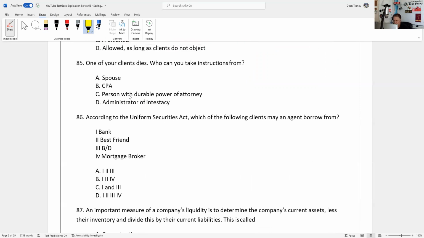One of your clients dies, who can you take instructions from? Well, it's going to be the administrator, whoever the court says is the person who can make decisions. The spouse, the general account, I'm not quite sure. The durable power of attorney goes bye-bye. So I could get rid of this pretty easily. If I missed this, I would probably overthink it and say it's a joint account, but there's nothing that says this is a joint account of anything. So given that it doesn't tell me it's joint tenants with rights of survivorship, I'm going to go for D, and I'm assuming that they died intestate with no will.